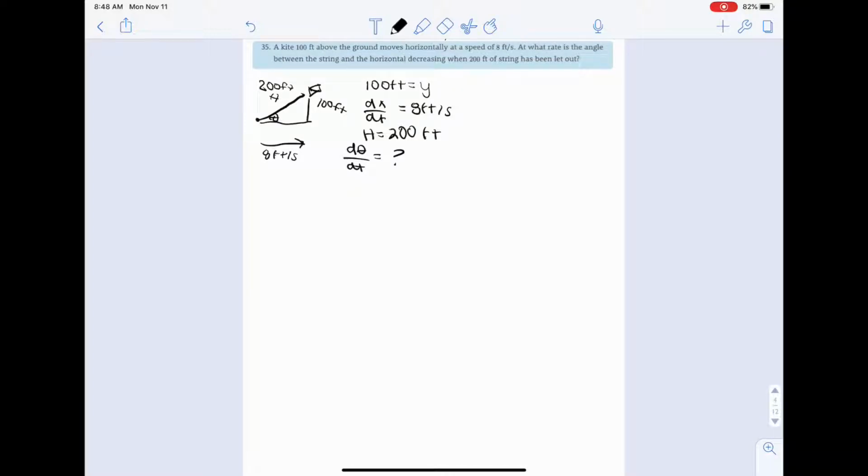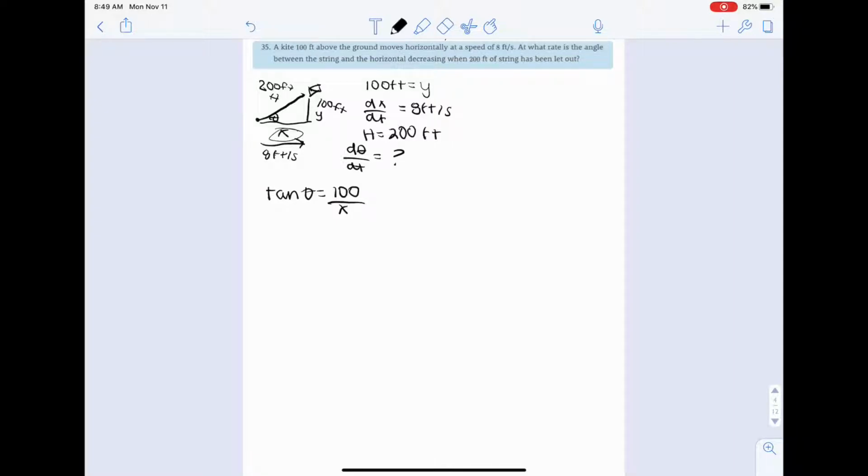So now we need to figure out an equation. So this is our x, this is our y, but 100 feet will stay constant. So we could use tangent theta, because in the question it's asking for the angle between the string and the horizontal. So that's this part right here, that's the x right here. So we could use tangent, which is opposite over adjacent, which is 100 over x.